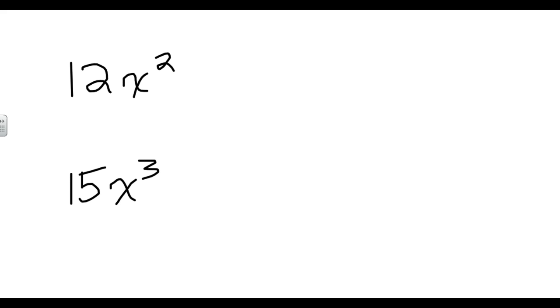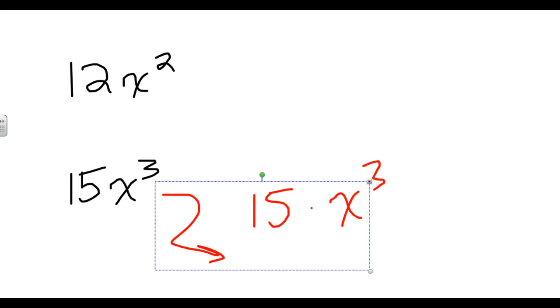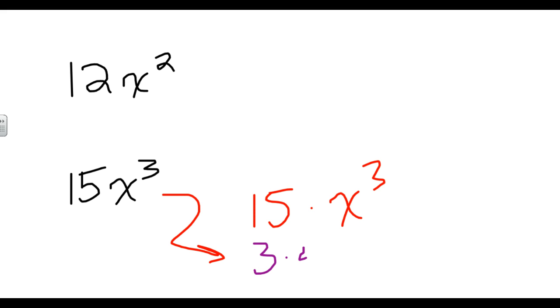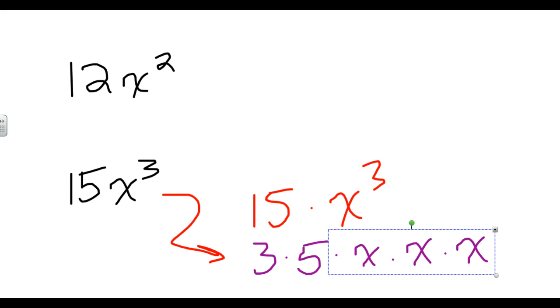So when it comes to 15x cubed, let's start at the bottom. We know that that's 15 times x cubed. Well, 15, we know, is the same as 3 times 5. So we can split the 15 up into 3 times 5, but there doesn't seem to be anything we can do with the x cubed other than maybe just expand it out into what it means, which is x times x times x. So it seems like the most we can do with 15x cubed is just to make it 3 times 5 times x cubed. So let's leave it at that for a second.